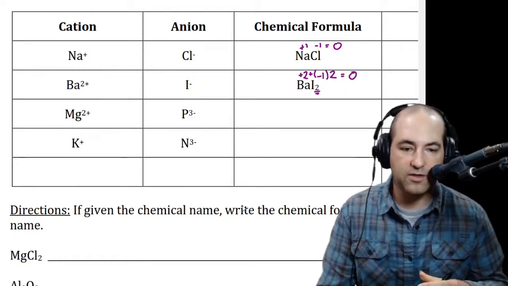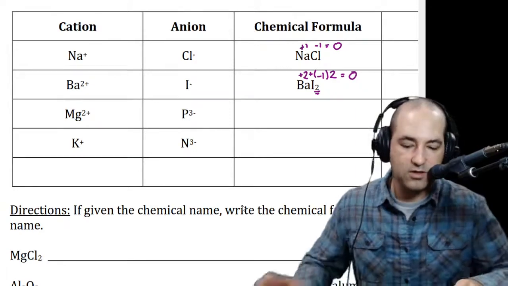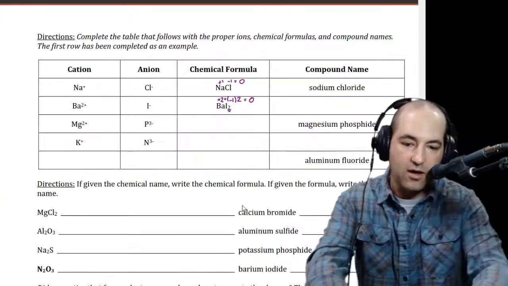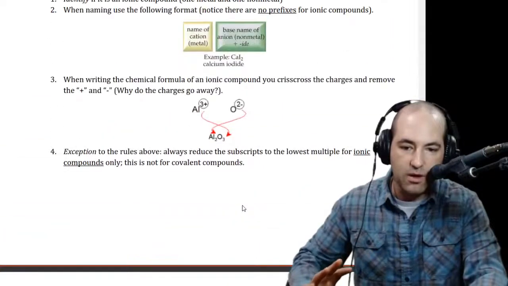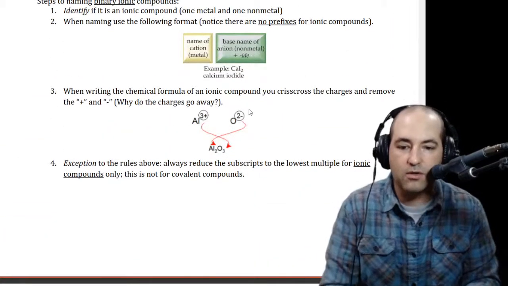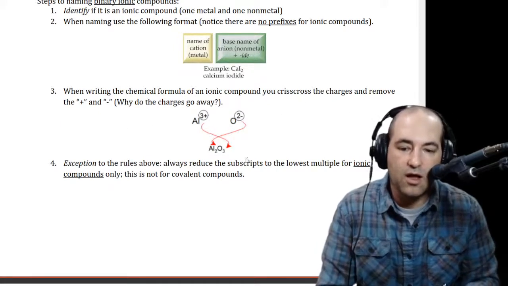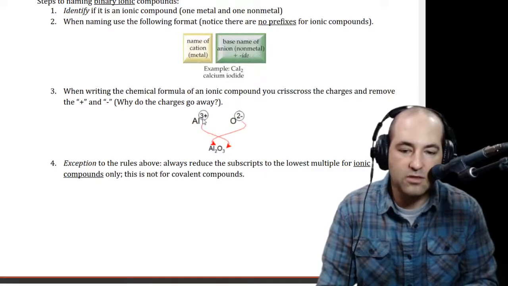So when we put together these formulas, we need to make sure that the overall formula is balanced. And there's one nice little shortcut for that, which mostly works as long as you remember one thing, and that is number 3 here. When writing the chemical formula of an ionic compound, you crisscross the charges and remove the pluses. So the example given here is aluminum oxide. Aluminum is 3+, oxygen is 2-.